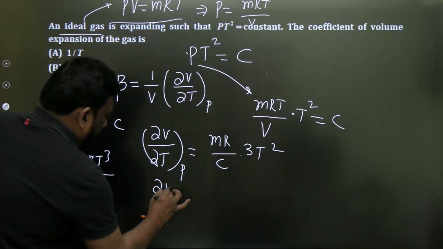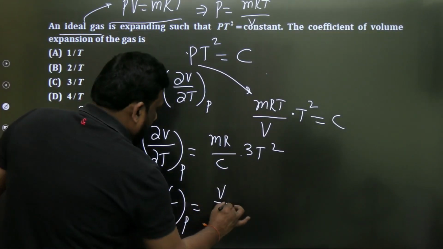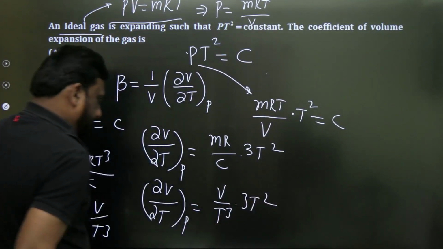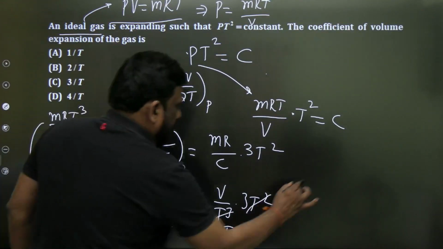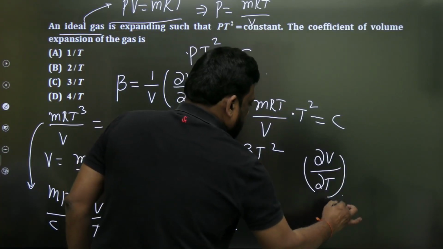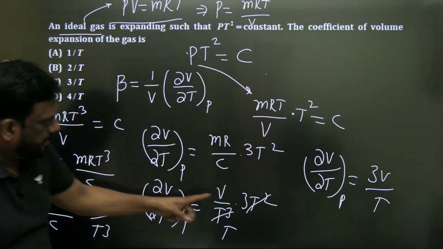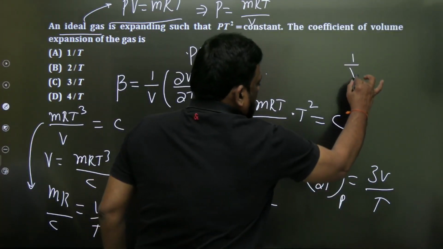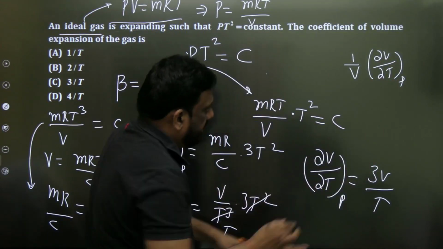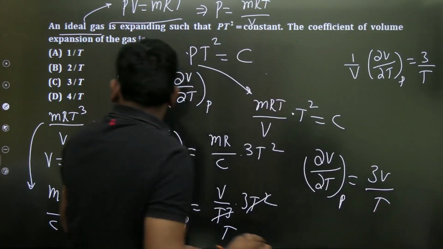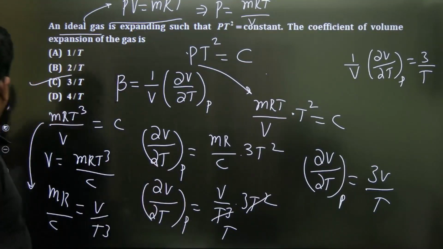So therefore, dou V by dou T at constant pressure is equal to mR by C, which is V by T cube, into 3T square. Correct. So this T square, this T is gone. So we are left with dou V by dou T at constant pressure equal to 3V by T. But I want beta. What is beta? 1 by V, so you bring V to this side. So 1 by V dou V by dou T at constant pressure is equal to 3 by T. So therefore the answer is 3 by T. It is also a good question. Is it okay? Right. Next.